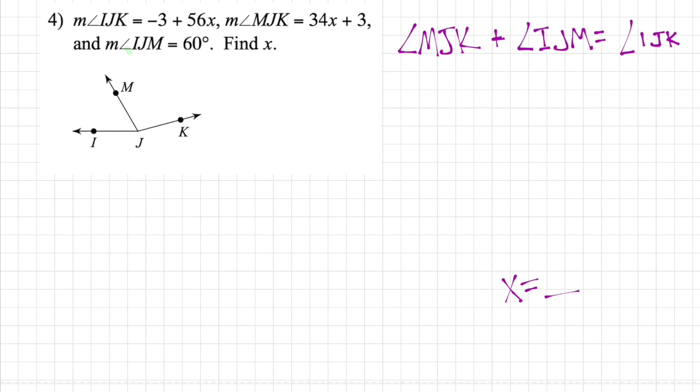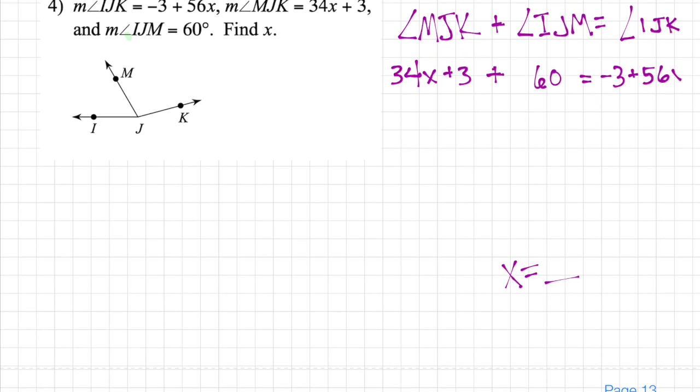So now let's plug in what we know. We know MJK. MJK is 34x plus 3. So we'll say that's 34x plus 3. And we know IJM. IJM is 60. So let's plug in 60. And we're adding those together. Equals IJK, which is this one here, negative 3 plus 56x.